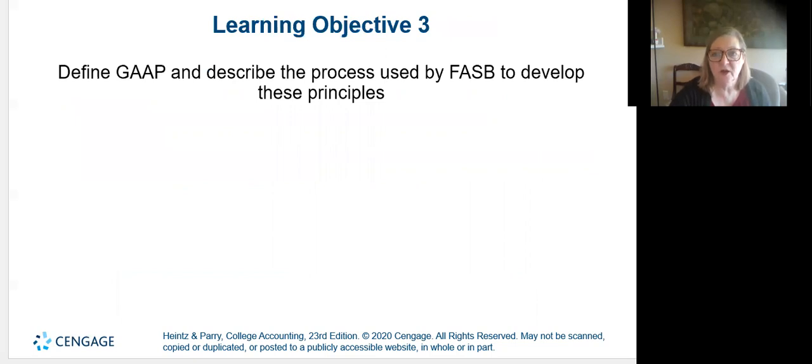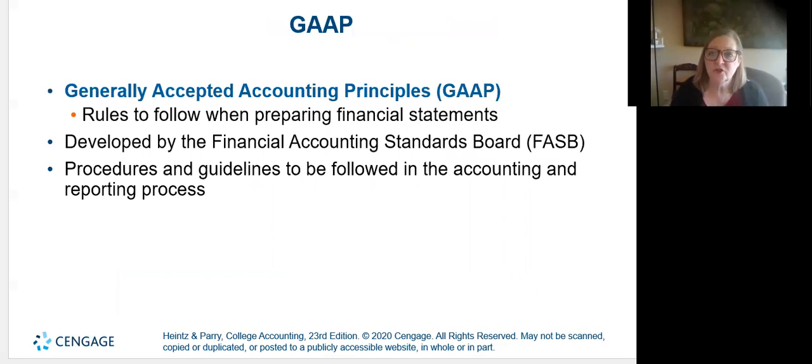The next objective, we'll talk here a little bit about GAAP and FASB. GAAP is just a term that means generally accepted accounting principles. And that just means the rules that we have to go by in order to prepare correct financial statements. They are issued by the Financial Accounting Standards Board, and that board is made up of a group of volunteers, basically, that come from the accounting profession, and the people on that board rotate in and out.